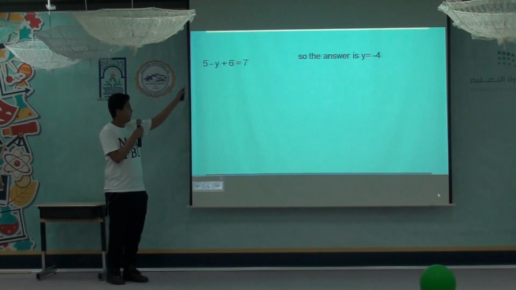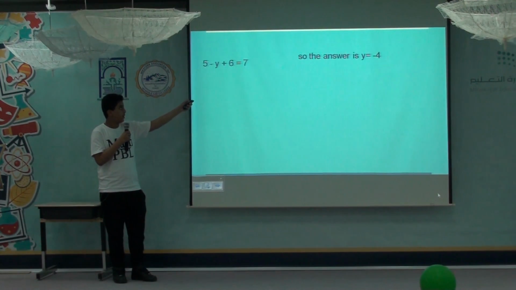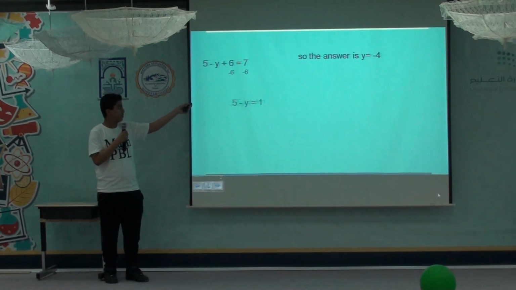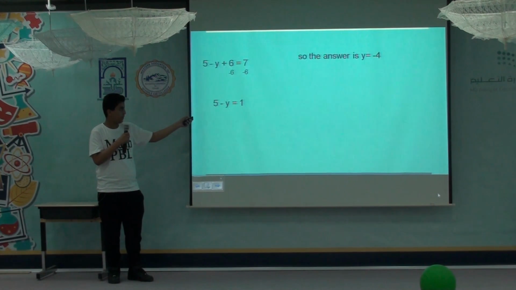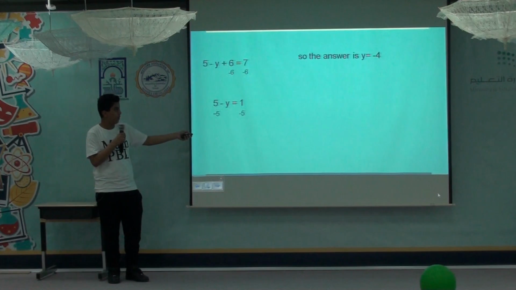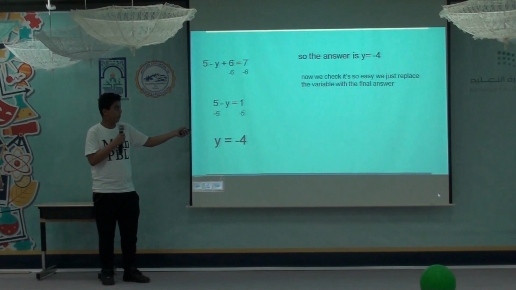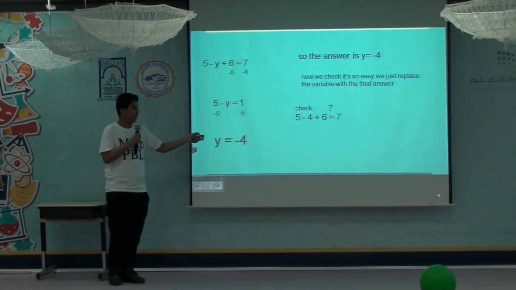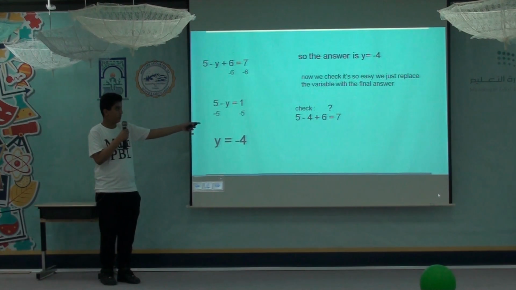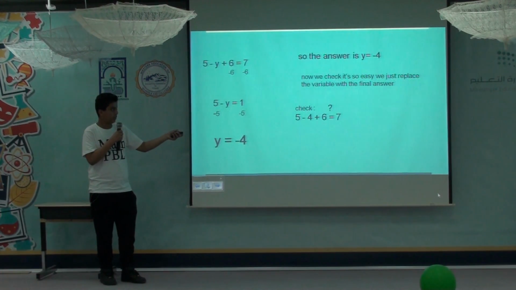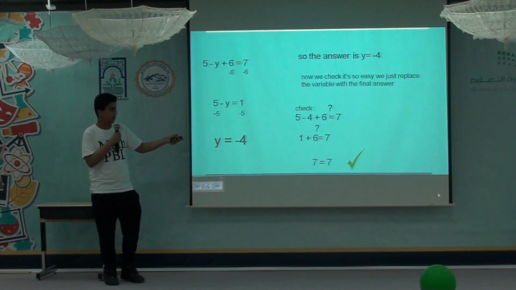So here we have 5 minus y plus 6 equals 7. First we subtract 5 from both sides, and subtract 6 from both sides, giving 5 minus y equals 1. So again we subtract 5 from both sides, and y equals negative 4. So the answer is y equals negative 4. Now we will check our solution. Check: 5 minus 4 plus 6, does it equal 7? First we subtract 5 minus 4, it equals 1, plus 6 equals 7. So 7, it's correct.